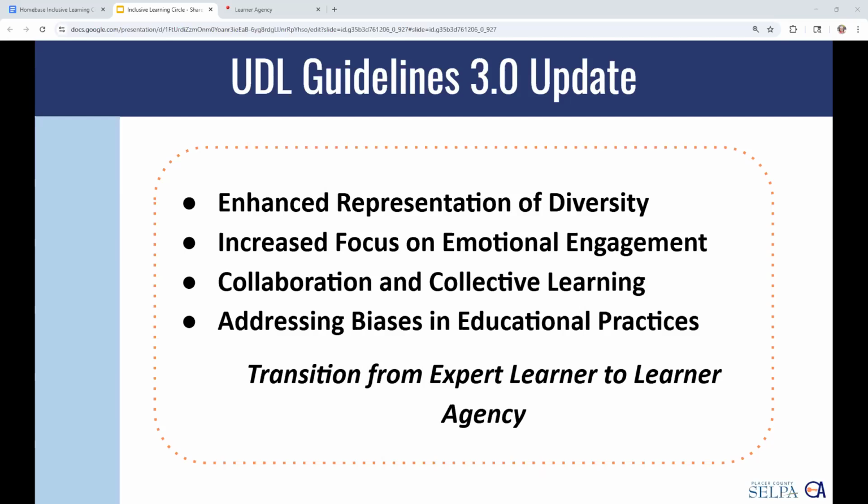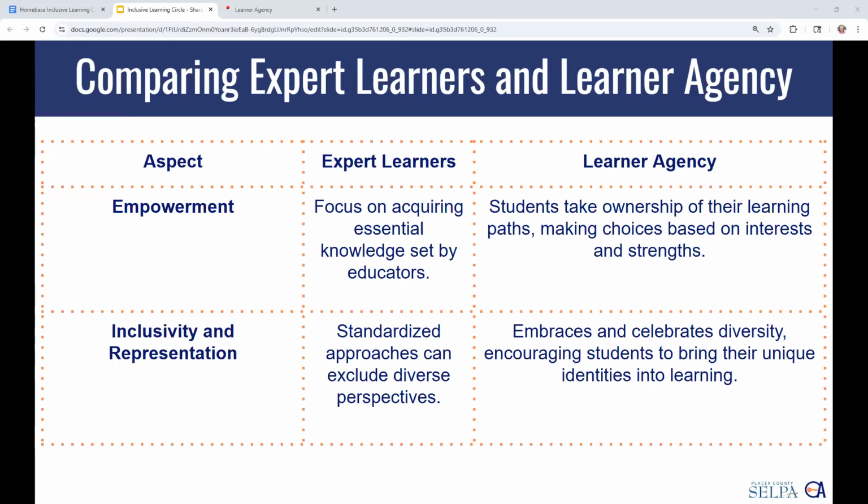So the guidelines now really focus on empowering students to take control of their learning through choice and autonomy and fostering that sense of ownership and engagement. So therefore that shift from expert learner to learner agency. So when we look at comparing expert learner and learner agency, we can look at a variety of reasons that the language is powerful and important.